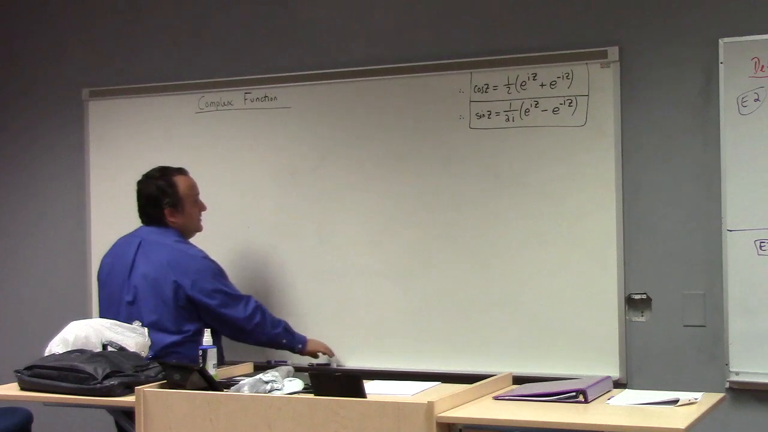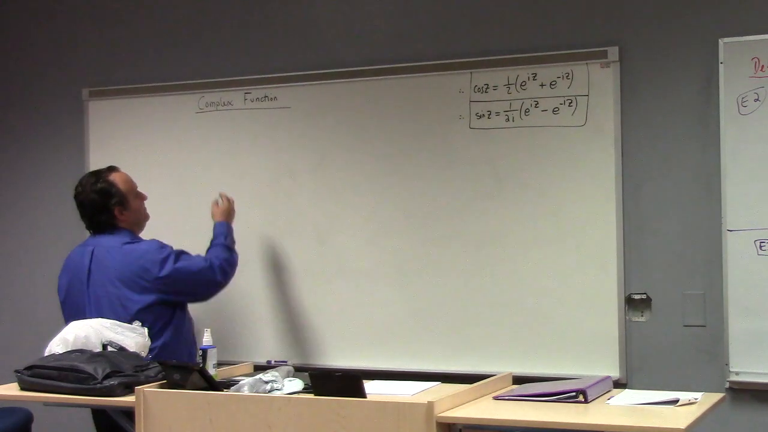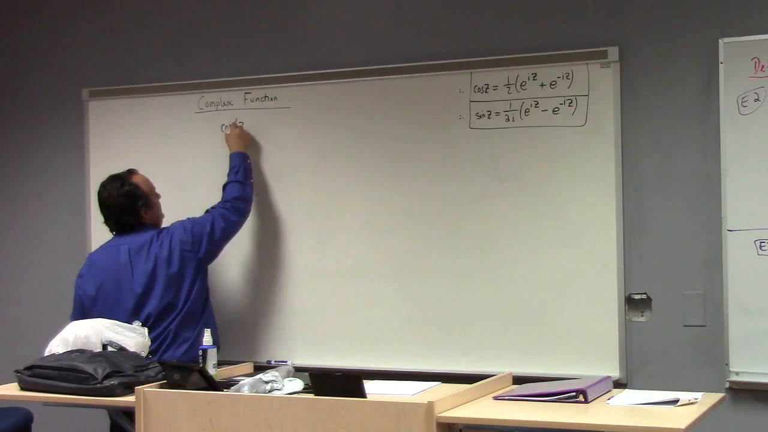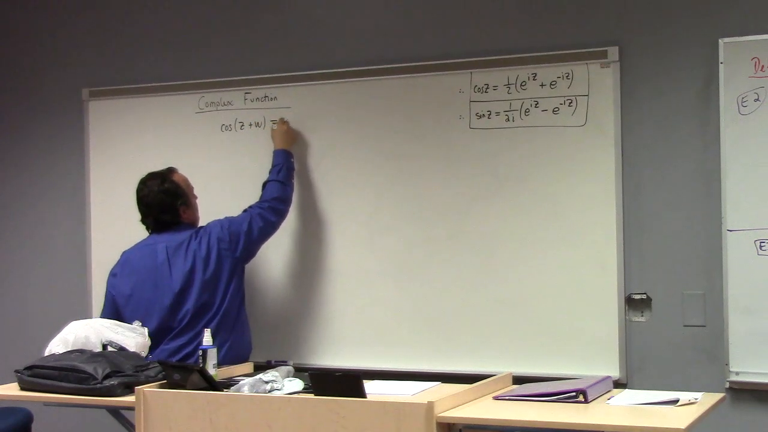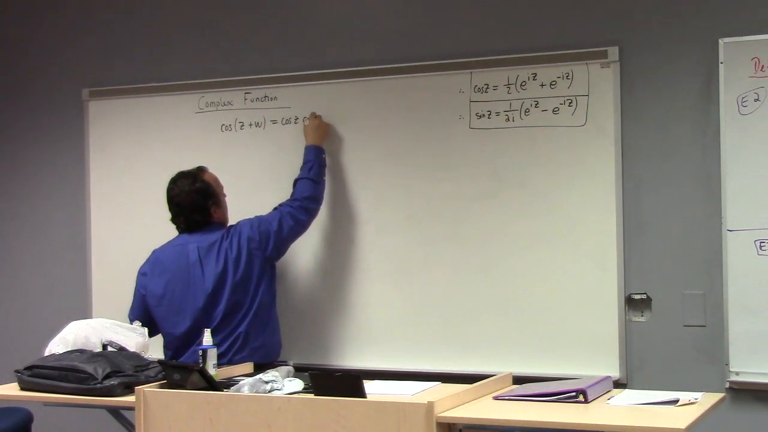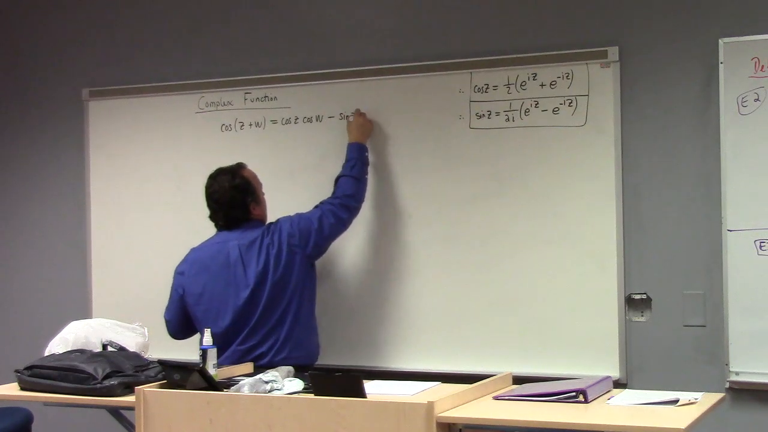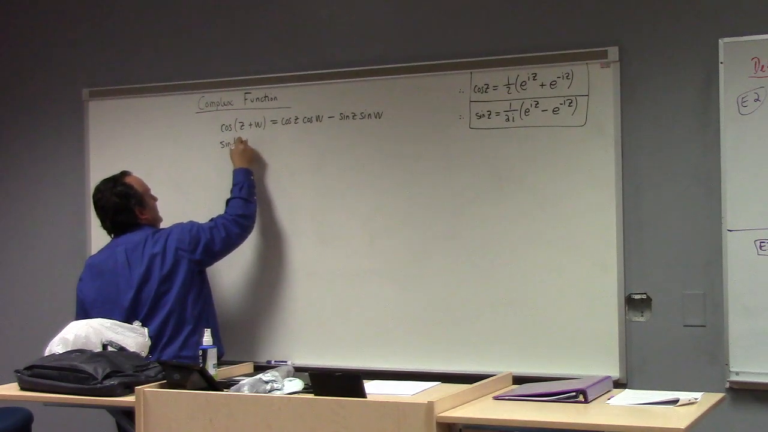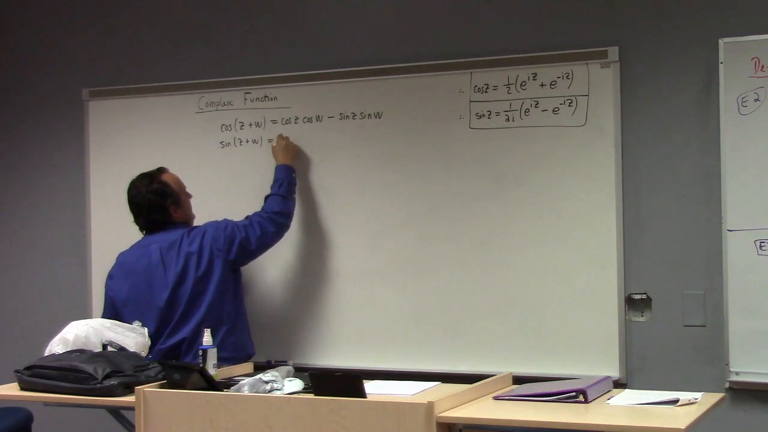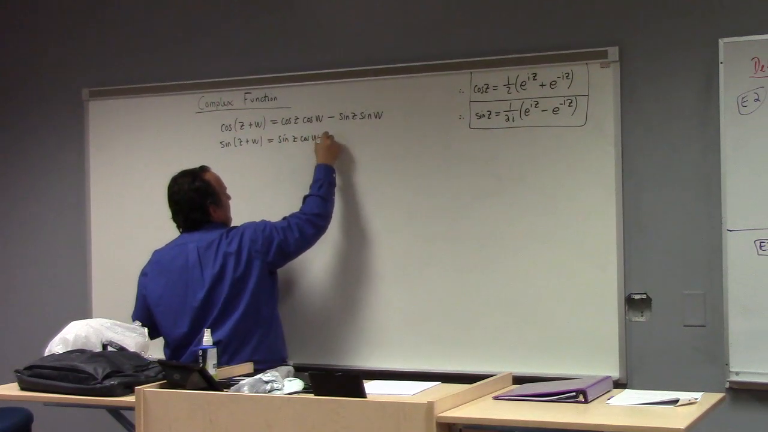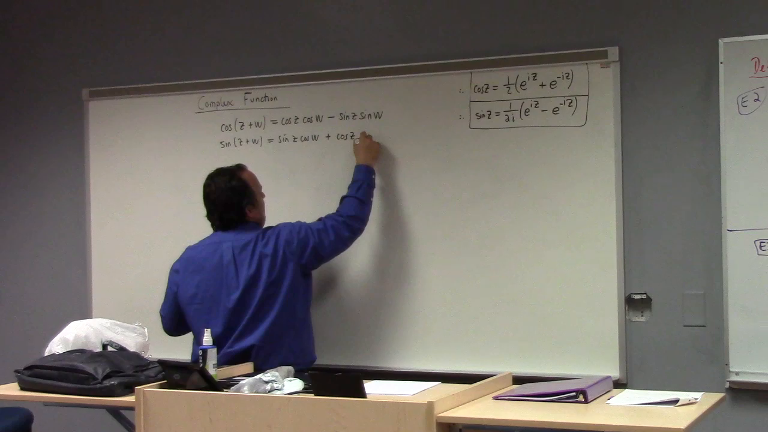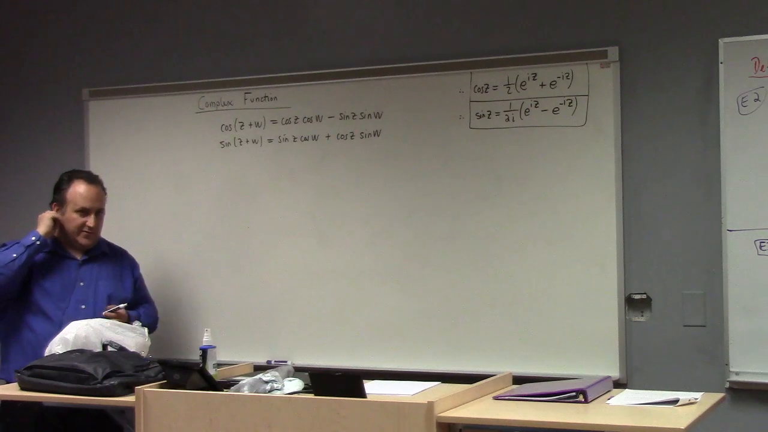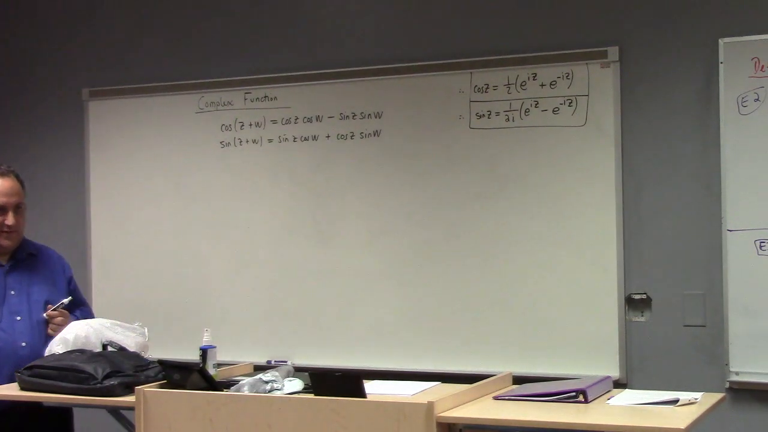So, things you can prove. You can prove that the cosine of z plus w is equal to cos z cos w minus sine z sine w. The sine of z plus w is equal to sine z cos w plus cos z sine w. I'm sure some of these things I'll have you work out in the homework eventually. I'm just going to state them as if they're true by the authority vested in me by this whiteboard.